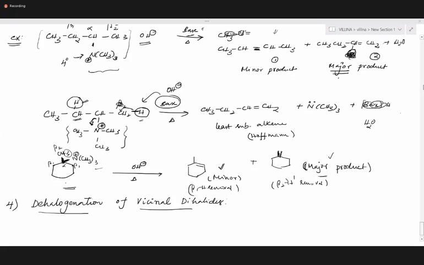Ma'am, usually if there is no bulkier ammonium, the major product will be endocyclic only. Yes, definitely. That's what we have seen in the hydrohalogenation part, right? If there is no hindrance, always the major product will be endocyclic only for cyclic compounds. Yes, your statement is correct.